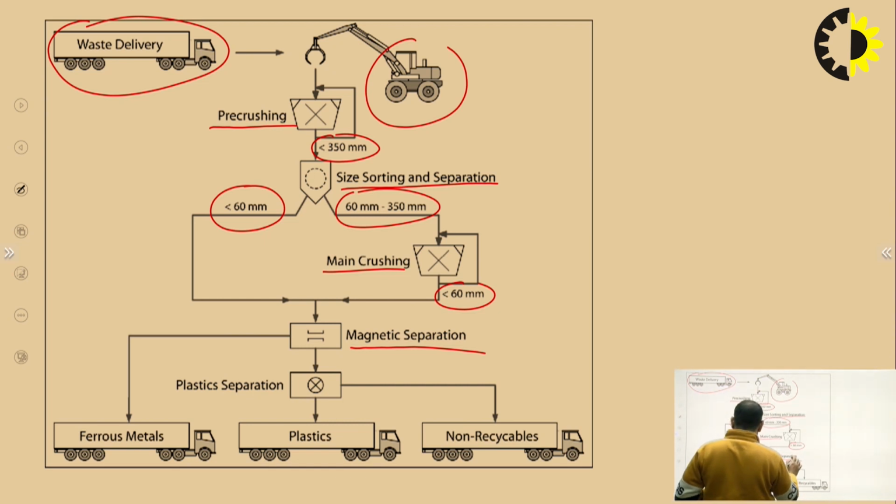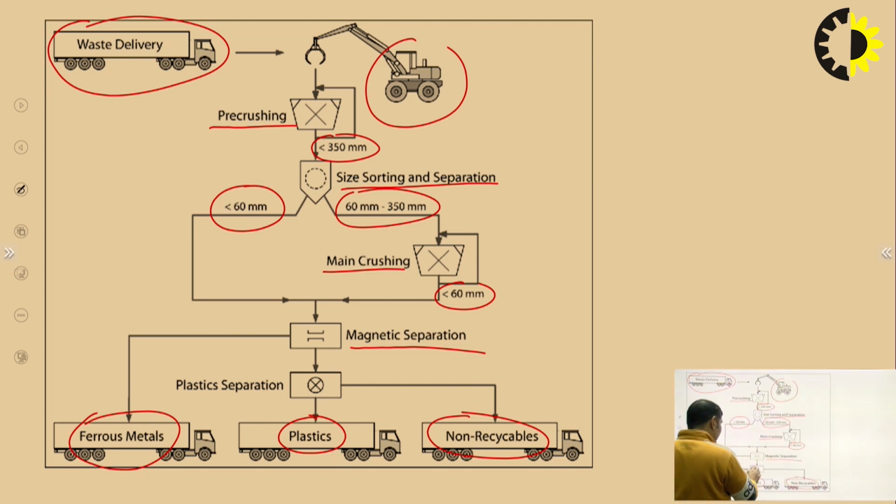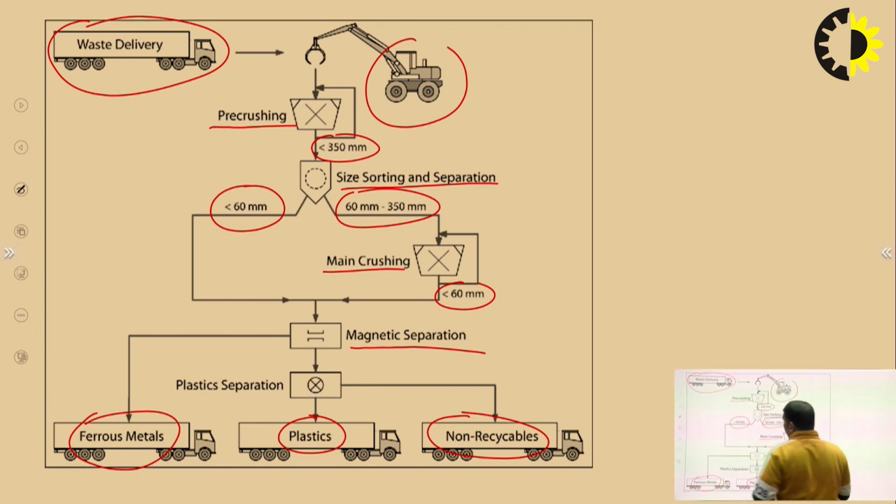Then we have magnetic separation here. With the help of this magnetic separation, we can extract the ferrous metal, which is kept in separate vehicles. We can extract the plastics, or we can extract the non-recyclable product also. So we have plastic separation, which separates plastic as well as recyclable material, and we have magnetic separation, which separates non-recyclable plastics from ferrous metal. So this is basically a generalized diagram of waste recycling plants for a municipal committee, you can say.